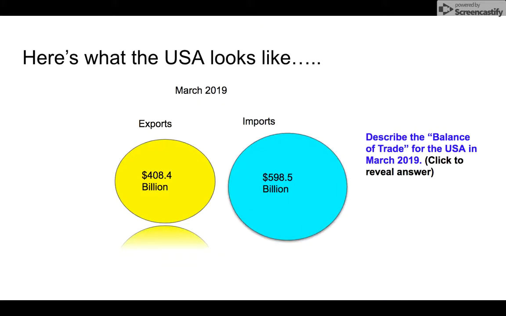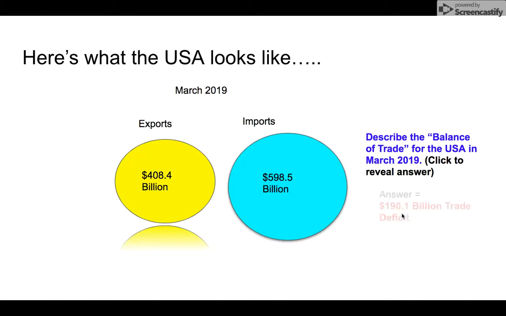Okay, moving on. Here's what the current US situation looks like as of March 2019. We have total exports of the country, goods leaving, at $408.4 billion, and goods coming into the country at $598.5 billion. So, like it says here, I want you to take a minute or 30 seconds and describe the balance of trade for the United States in March of 2019. All right, I'm going to click to reveal the answer in a moment here. So pause the video and see if you can mathematically calculate the trade deficit or the trade surplus.